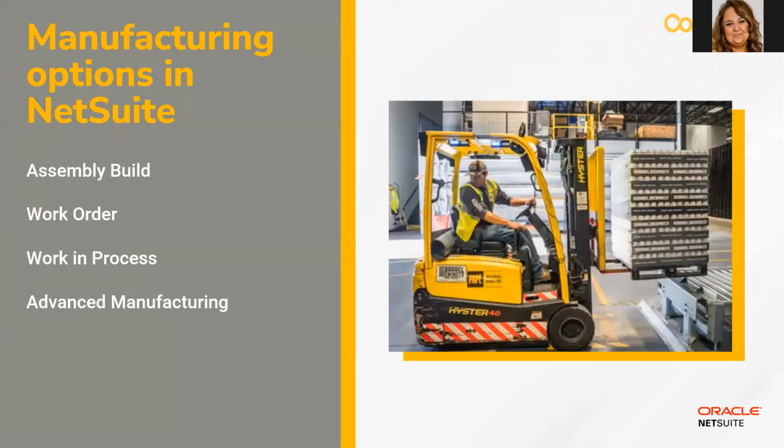So in NetSuite, there are a few different manufacturing options. There's assembly build and work order. Work order and assembly is typically part of the manufacturing bundle in NetSuite, and it's sold as a manufacturing bundle. Then we have work in process and routing, which is a separate add-on package to the manufacturing bundle. And then advanced manufacturing is completely sold separately.